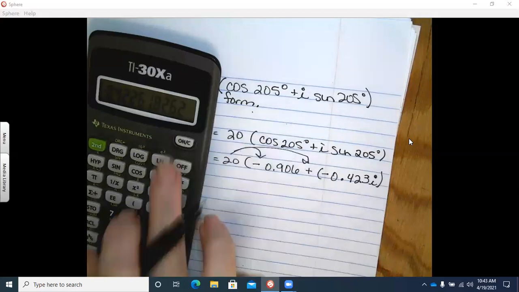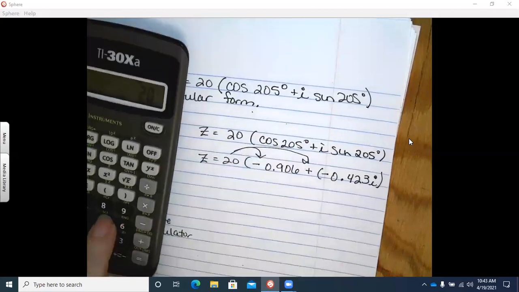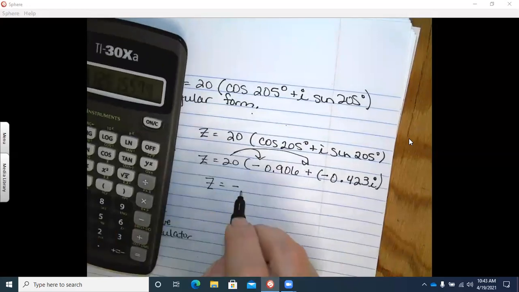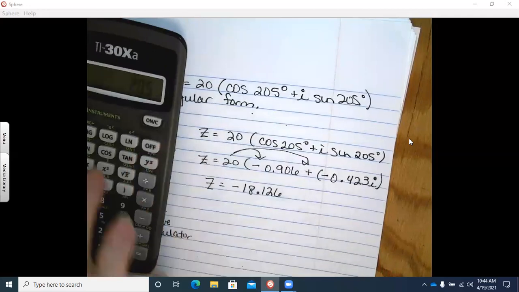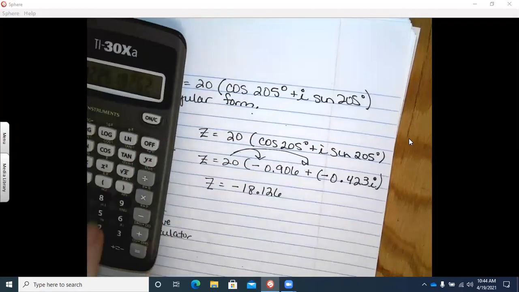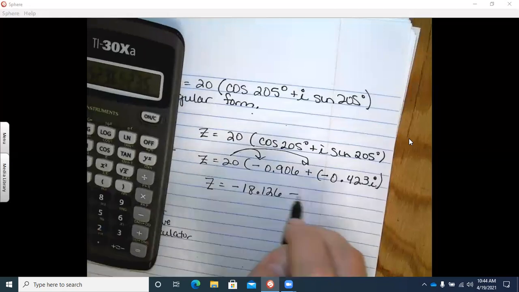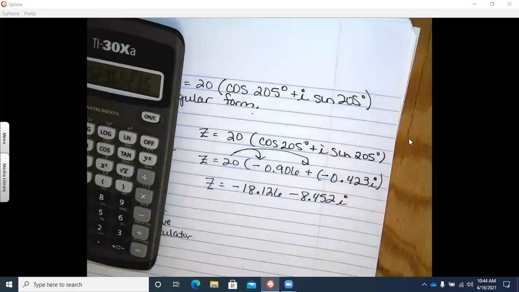And then we'll distribute. So you know what? I'm going to put cosine of 205 in my calculator, so I really won't be rounding until the end, times 20. And that gives me negative 18.126. And then I'm going to do 205 sine times 20. And I get negative 8.452. Don't forget your i. No i, it's not right. And there you have it. As hard as it gets.